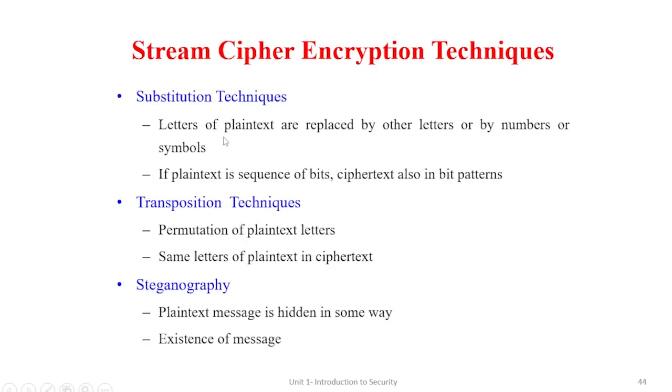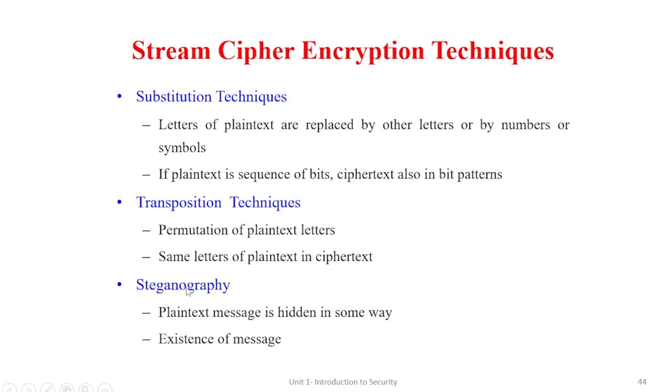Substitution means replacement of one letter with another letter, or we can replace it with a number or symbol. So every plain text letter is replaced by a letter or a number. If the plain text is a sequence of bits, the ciphertext should also be written in a bit pattern. So the number of plain text and ciphertext characters should be equal if you use a substitution technique. Transposition means only the positions of the plain text letters are changed. So permutation of plain text letters is possible, and the same letters are available in both plain text and ciphertext.